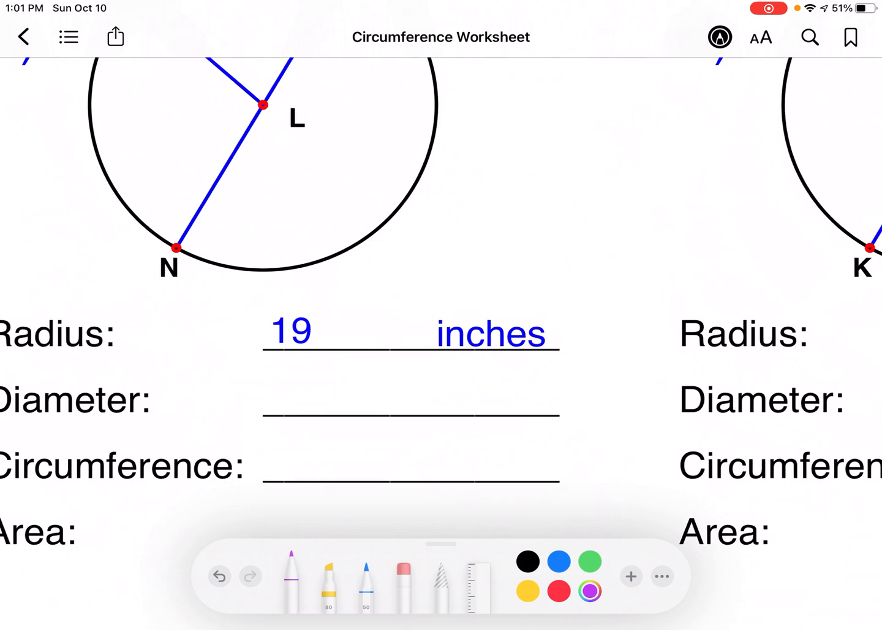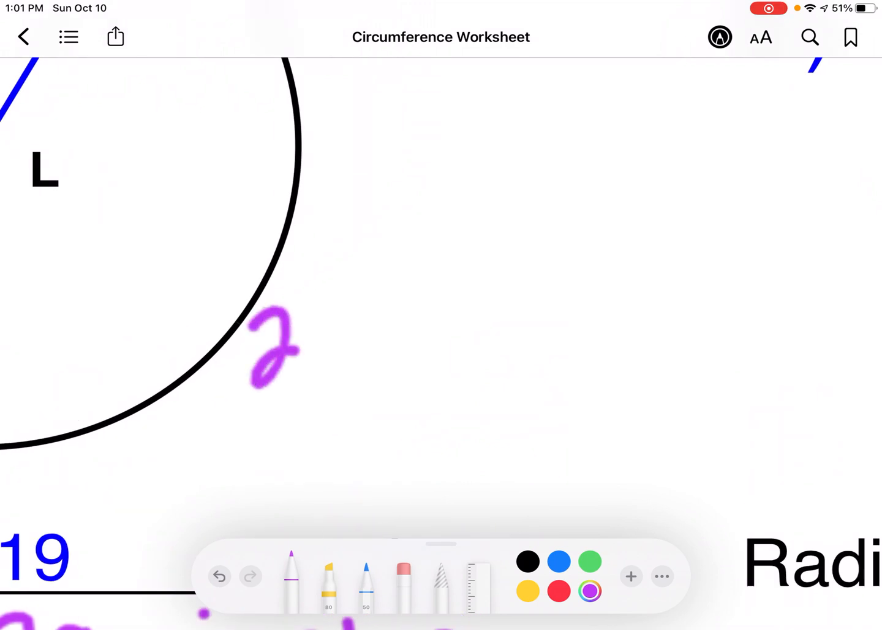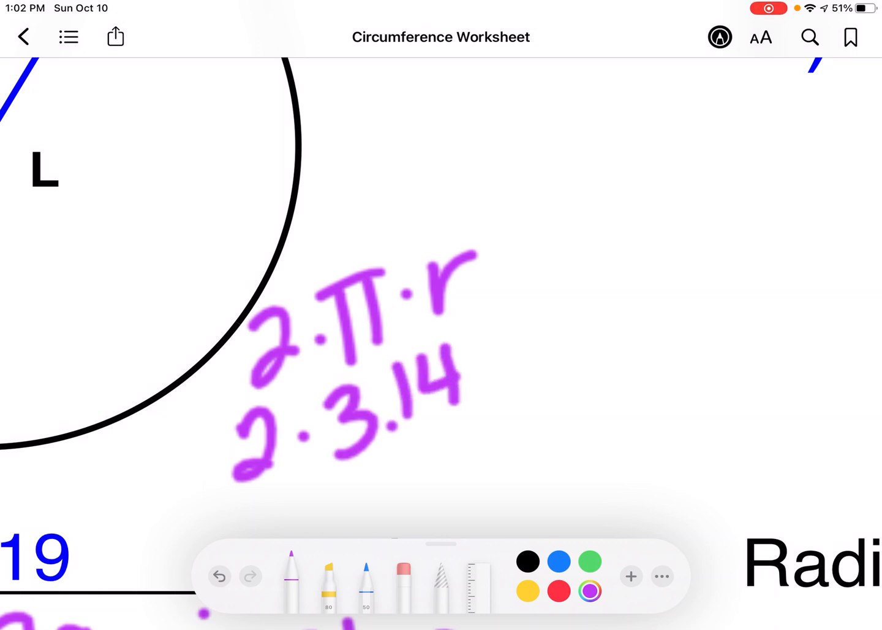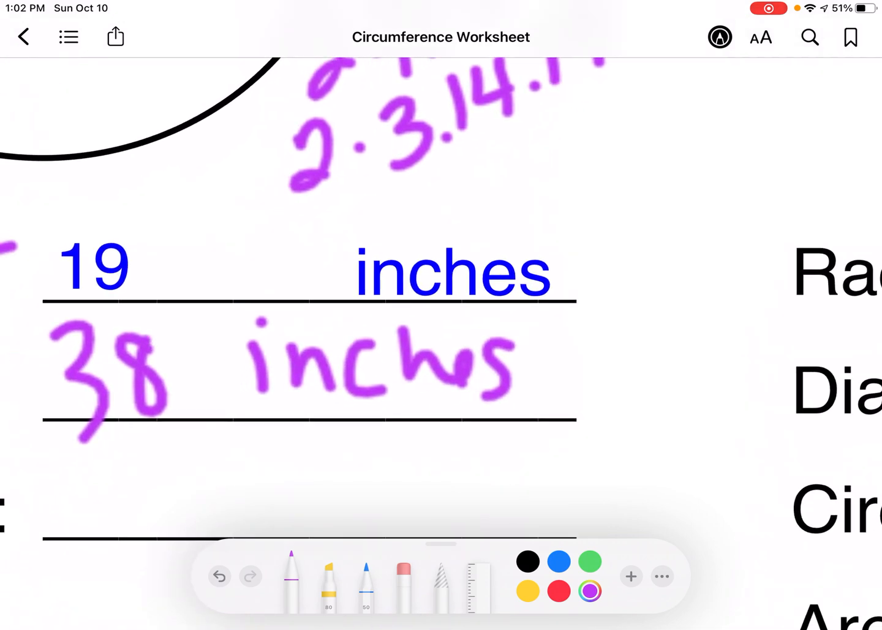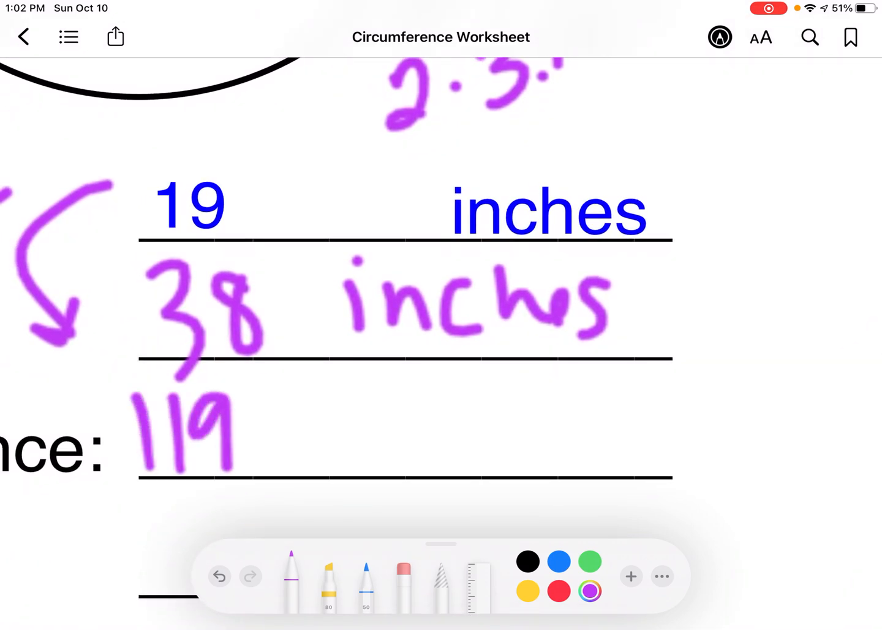Number 7, the radius is 19. So I'm going to multiply by 2, and I get 38 inches for the diameter. So I'm going to use 2 times pi times the radius. Again, it doesn't matter which formula I use because both will work as long as I'm using the right formula with the right radius or diameter. So 2 times 3.14 times 19, I get 119.32 inches.